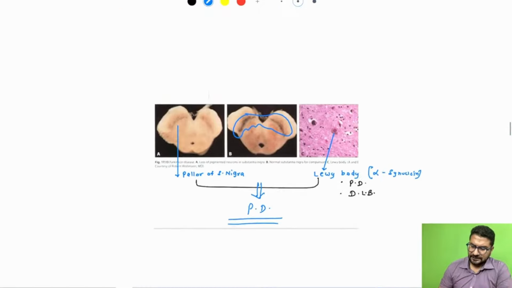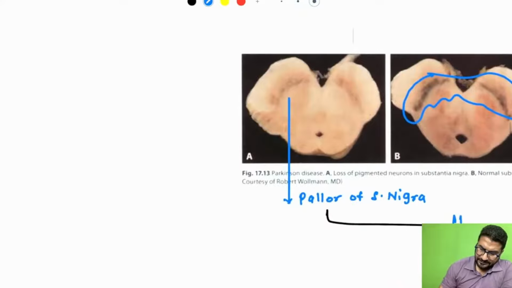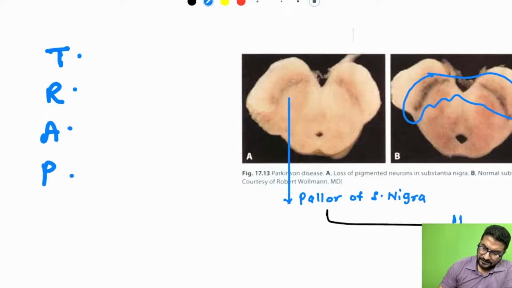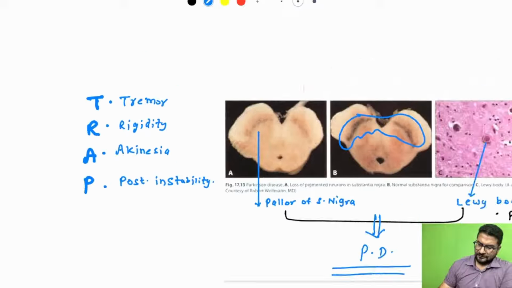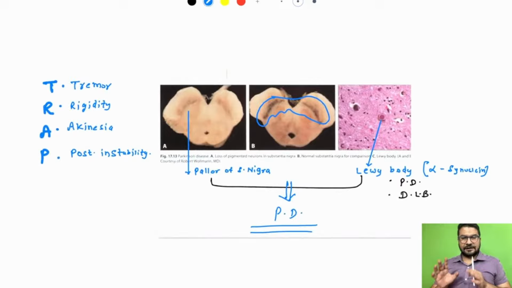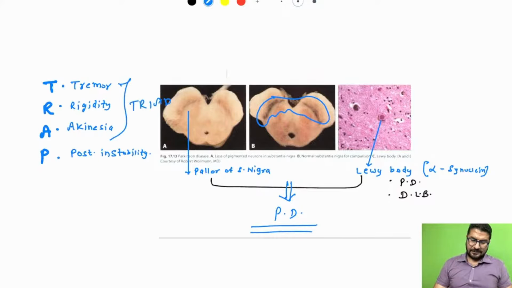Right? Yes, we have a clinical triad. The clinical triad is called tremors, rigidity, akinesia, and postural instability. So the triad, what we have, we call this tremor, rigidity, akinesia and postural instability. These are the features. What is a triad? Three things. In the triad we have three conditions, but these four are classical or cardinal symptoms.